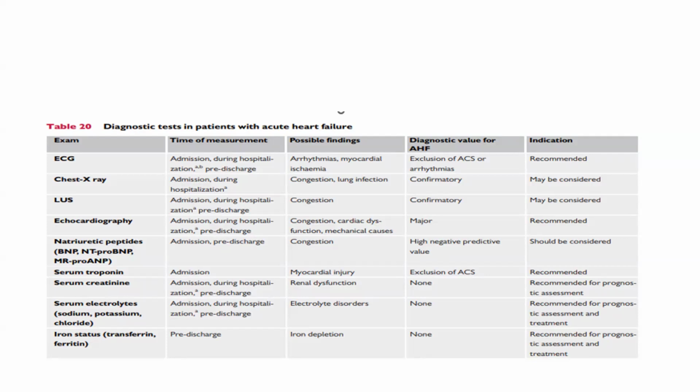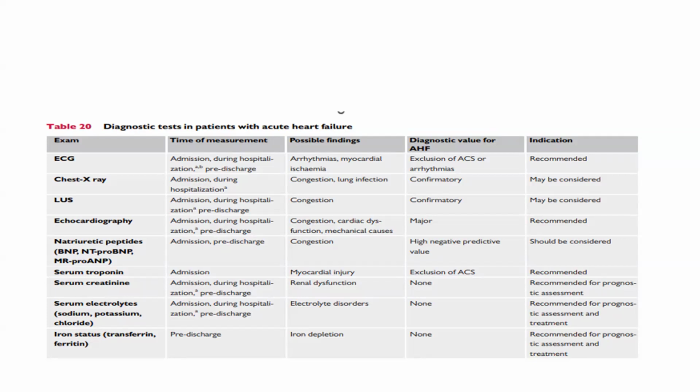Then echocardiography. Echocardiography will tell us about the cardiac dysfunction. It helps in telling whether this cardiac dysfunction is systolic or diastolic. Then the pro-BNP. Pro-BNP actually is the diagnostic test and it is a gateway for doing the echocardiography. If our pro-BNP is elevated, then there is always a possibility of heart failure. But if our pro-BNP is negative, then we can confidently say heart failure is not there. Then serum troponin. Serum troponin is to rule out acute coronary syndrome. Then creatinine level is needed to rule out any renal dysfunction.